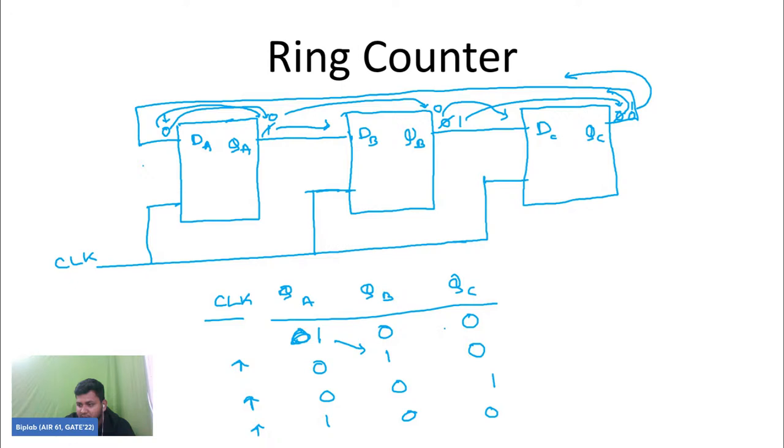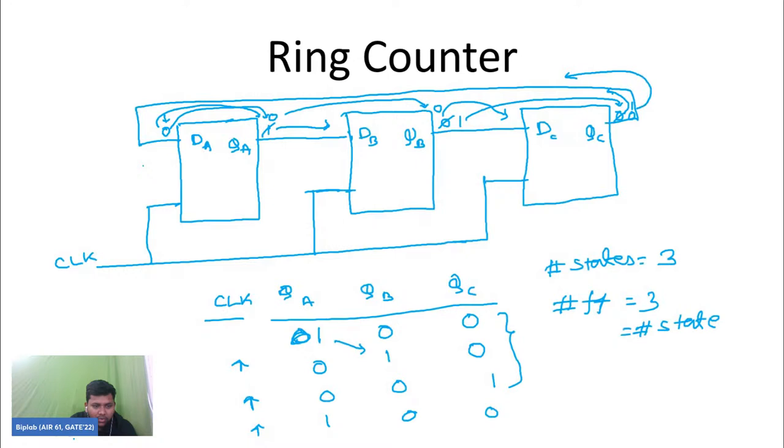Okay. So if someone asks what is the number of states, number of states means just the number of different combinations. Here you have three combinations, and the number of flip-flops is also three. Then can we say the number of flip-flops is equal to the number of states? Yes, we can say. This will always be true. Okay, this is all about the ring counter.